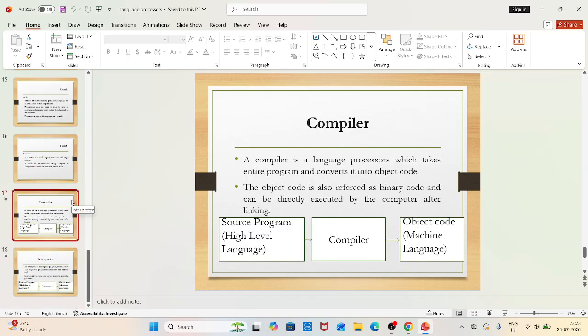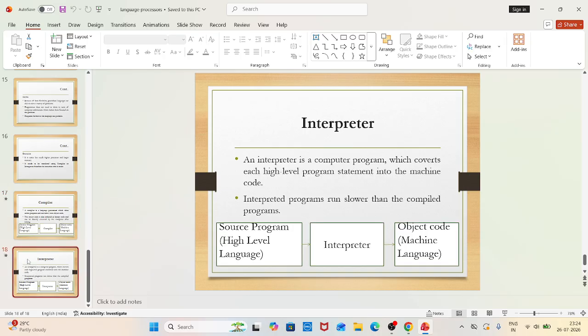Compiler. A compiler is a language processor which takes the entire program and converts it into object code. The object code is also referred to as binary code and can be directly executed by the computer after linking. That is, with a source program as input, output is machine language.